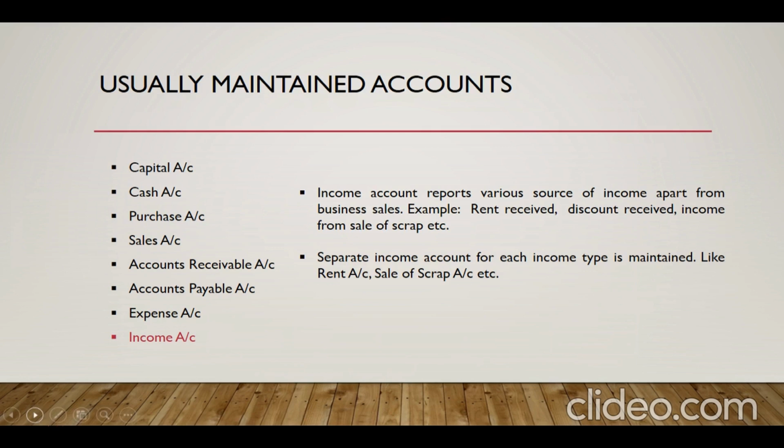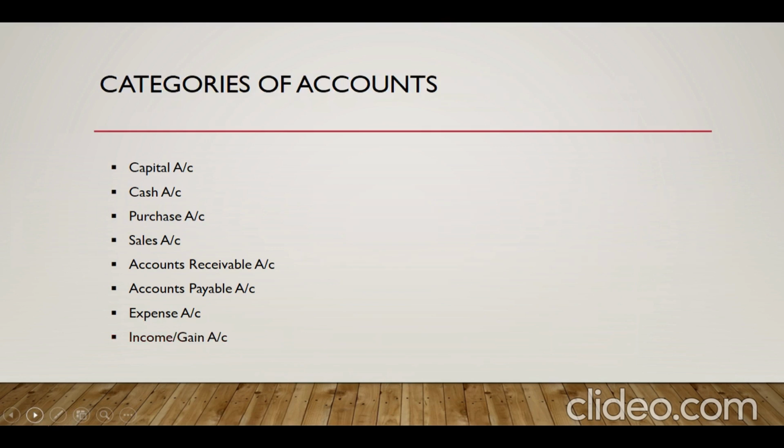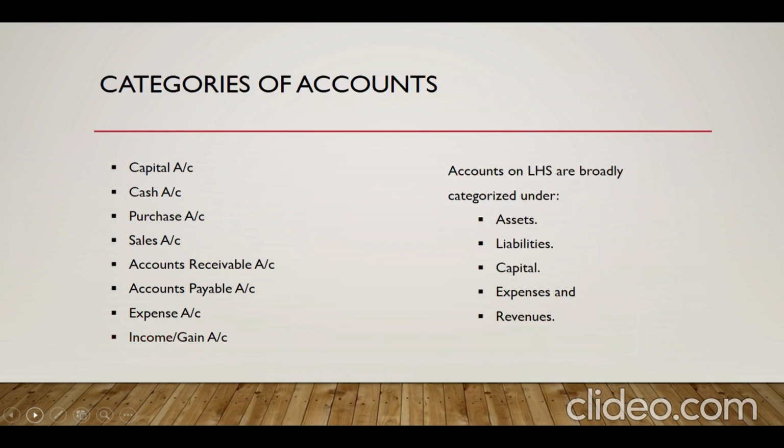Now let's continue with the session. So these accounts are categorized under one of the following accounts on the right hand side. So the accounts on the left hand side could fall under one of the categories which are on the right hand side. So let me explain each of these categories: assets, liabilities, capital, expenses, and revenues.